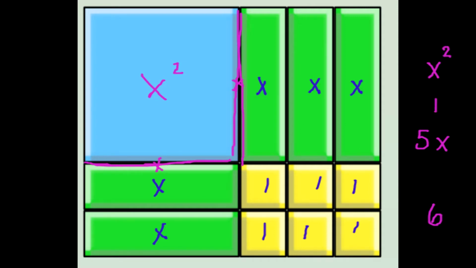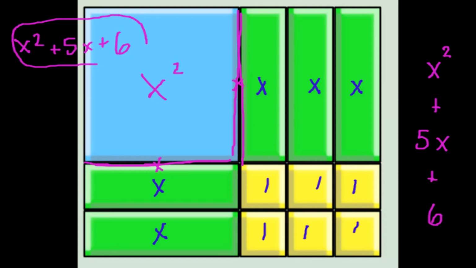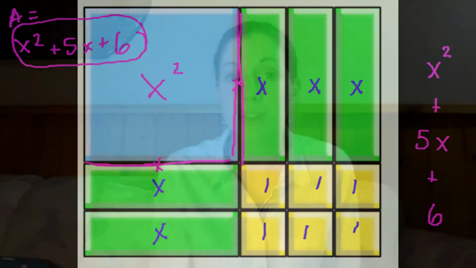Well, I'm going to have to add those together. Can I combine like terms here? No, not really. I can't call an x squared an x block. I can't combine them at all. So I'm going to write this as x squared plus 5x plus 6, and I'm going to say that, my friends, is the area of this rectangle. How did I do it again? I just counted up the pieces. We defined the pieces and then we counted them up.